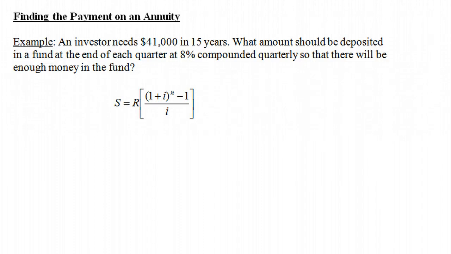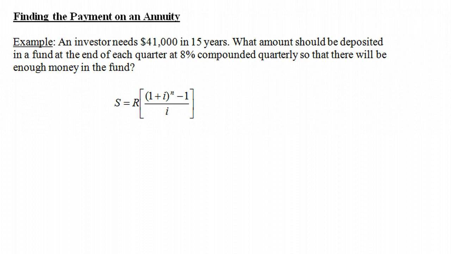In this video, we're going to do an annuity example where we try to find the payment that needs to be made on this annuity in order to meet certain conditions. So the example says an investor needs $41,000 in 15 years. What amount should be deposited in a fund at the end of each quarter at 8% compounded quarterly so that there will be enough money in the fund?